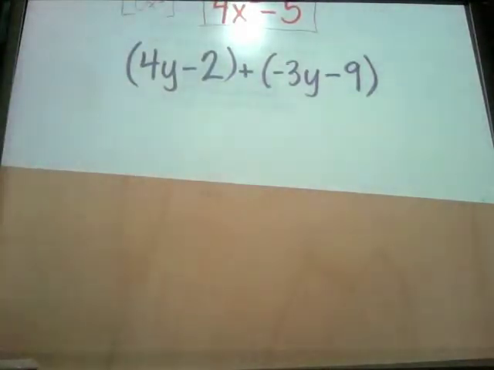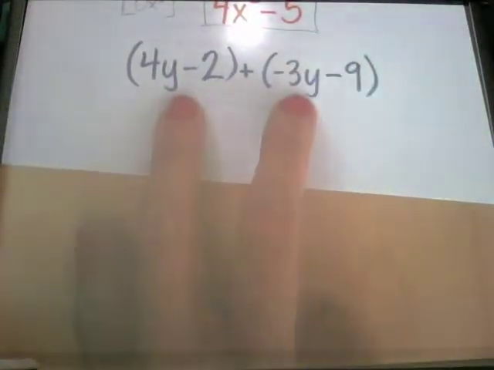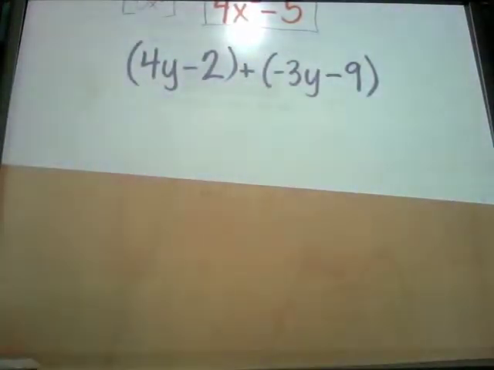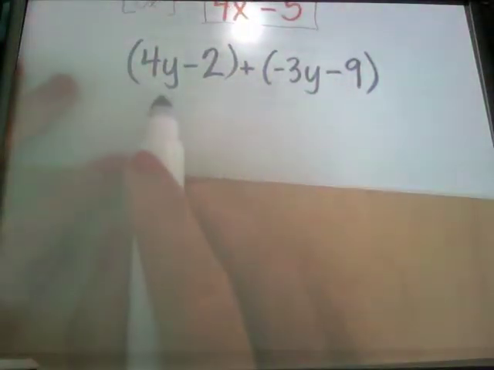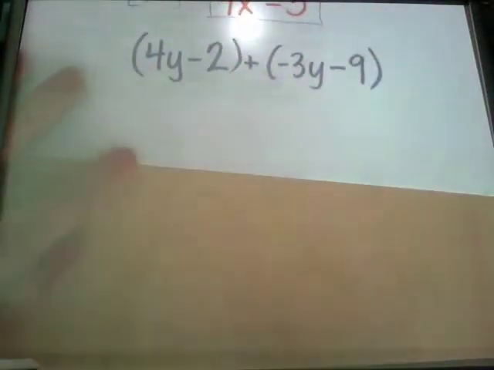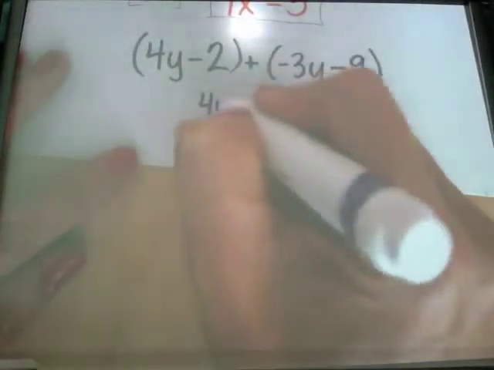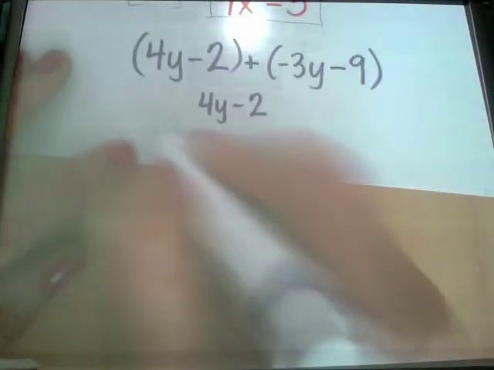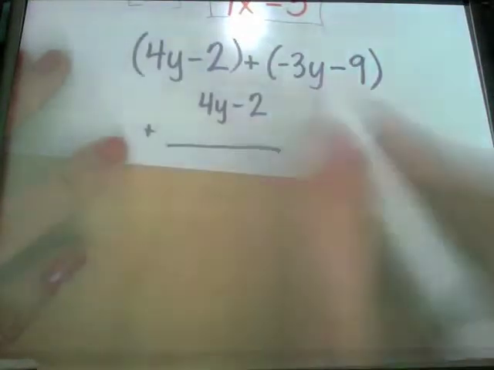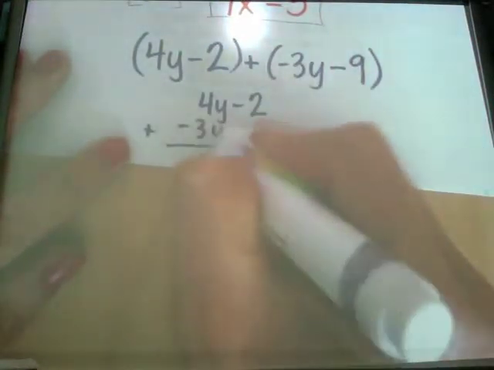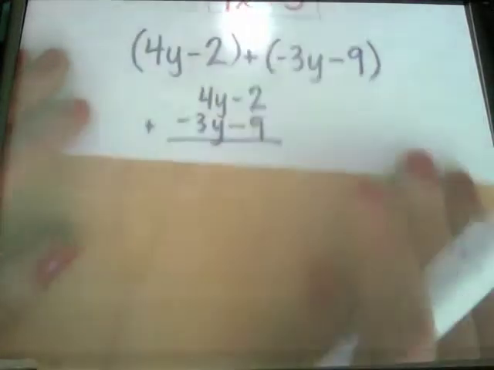Here's what you're going to want to do for these guys. Some of these will be written side by side. If they are, you want to stack them vertically, lining up the like terms. Just like you would line up with numbers, you'd line up the 1's digits and the 10's digits. So let me show you. We would go 4y minus 2 plus, don't forget, the negative 3y minus 9.